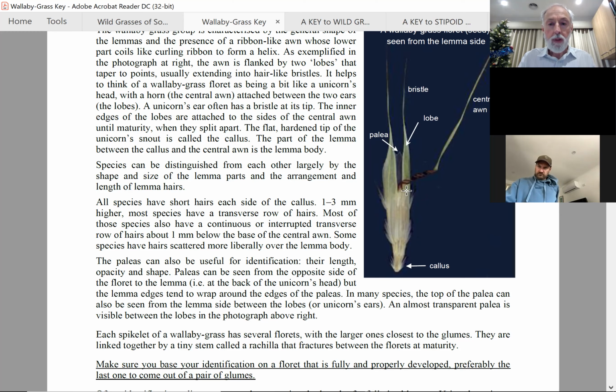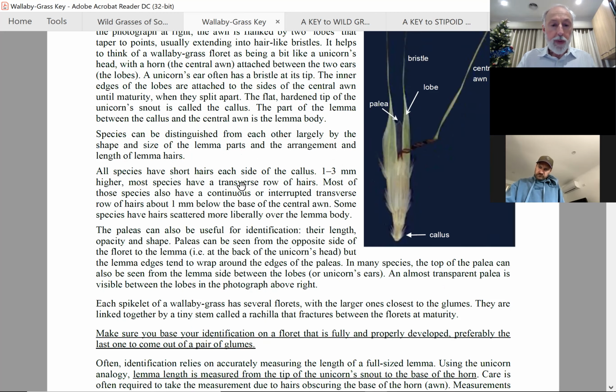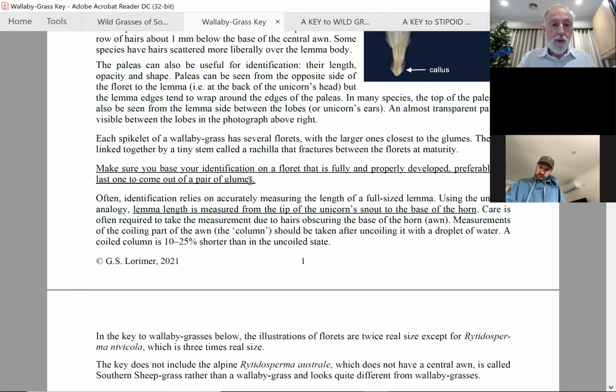And the correct way of measuring is from the tip of the snout of the unicorn to the point where the horn joins on between the two ears. That is the way you measure the length of a lemma, the lemma being the face of the unicorn. Okay, I think that's all I need.